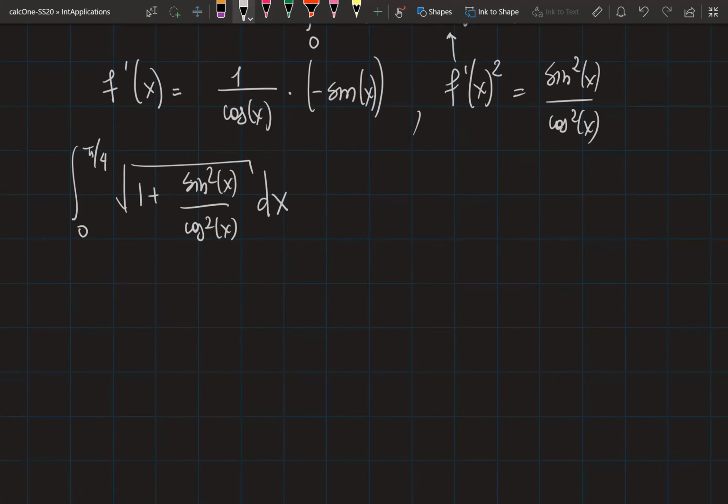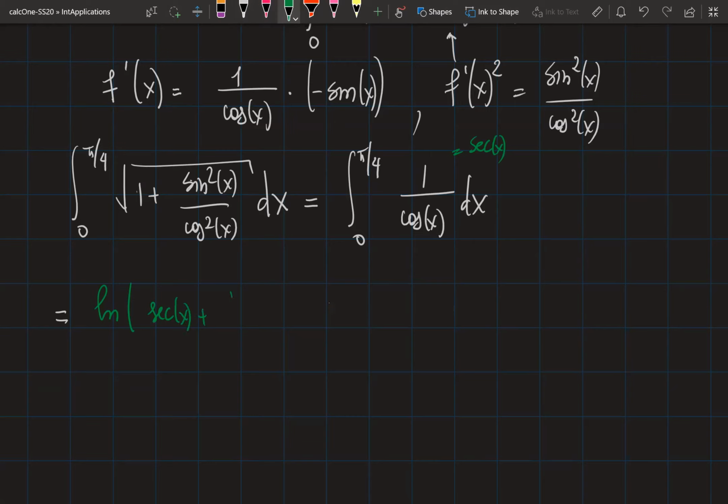If you give the common denominator, in the numerator you're going to have simply cosine squared plus sine squared, which is 1, right? That's going to be equal to the integration from 0 to pi over 4. If you take the square root, it's going to be 1 over cosine of x dx, since cosine squared plus sine squared is equal to 1. So we know how to integrate the secant. So this is equal to the secant of x, and the integration of the secant of x is equal to the ln of secant of x plus tangent of x. So we have to integrate this from 0 to pi over 4.